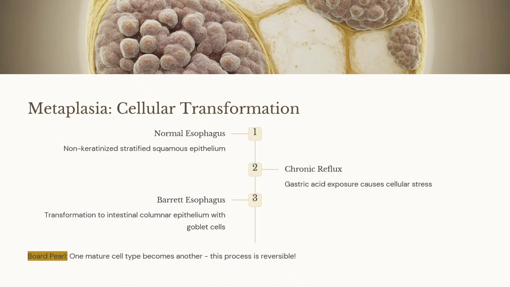So, when the lower part of the esophagus, which contains a stratified squamous epithelium, gets converted into a columnar cell with goblet cells, then that is known as metaplasia. One mature cell type becomes another mature cell type. Now, if you ask me, is this reversible? It is. Both dysplasia as well as metaplasia is reversible.